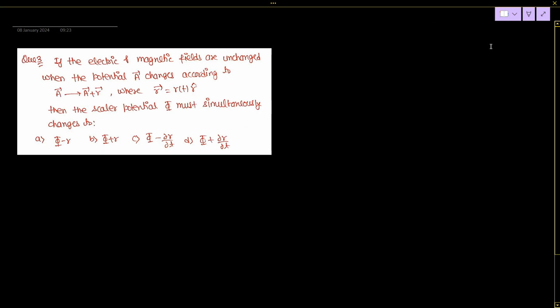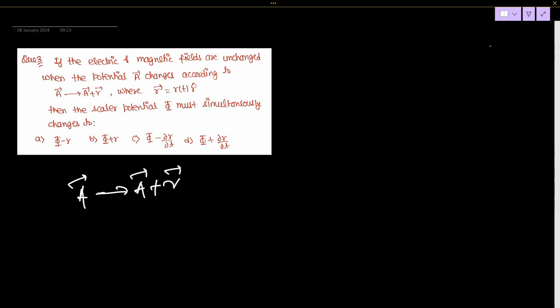If the electric and magnetic fields are unchanged and the potential A changes according to A' is equal to A plus R, where R is a function of t, then the scalar potential phi must simultaneously change to what? That is the question. Try, take your time. Phi should change to what?